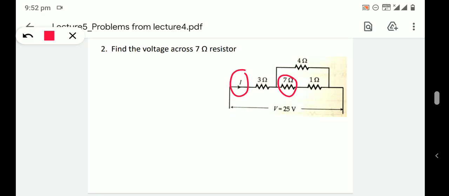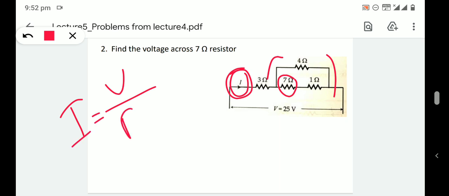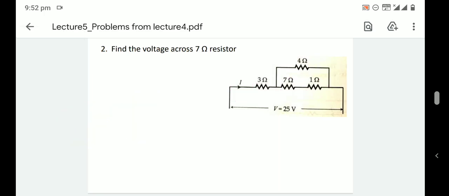Then if we get this current, we can apply the current division rule at this path. This total current we can find out using the equation I is equal to V divided by R total. Then by applying current division rule, we can find out the current flowing through these two paths separately. If we find out the current flowing through this path, that current into 7 ohm will give the voltage across the 7 ohm resistance. Okay, so like this you can solve this problem also.